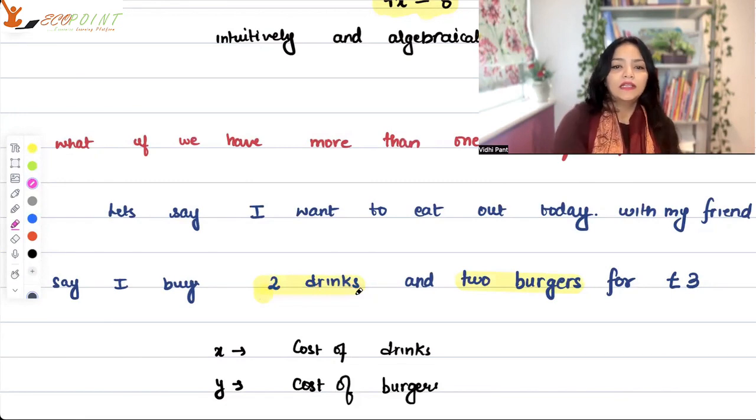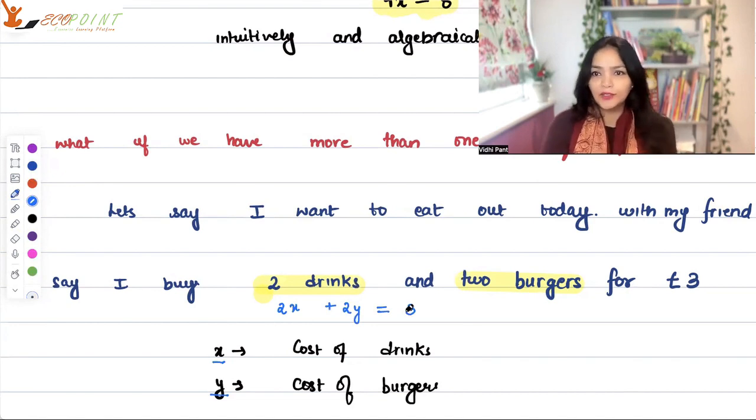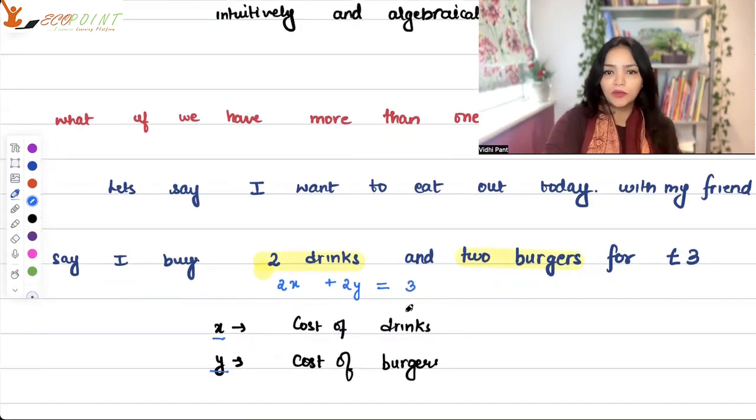Say the individual cost of a drink is x, okay, x is the cost of one drink, and y is the cost of a burger. In that sense, I can create an equation with this information given to me. What is happening here is that 2 times x plus 2 times y cost me 3. So 2x plus 2y is equal to 3, right? This is what you get from here.